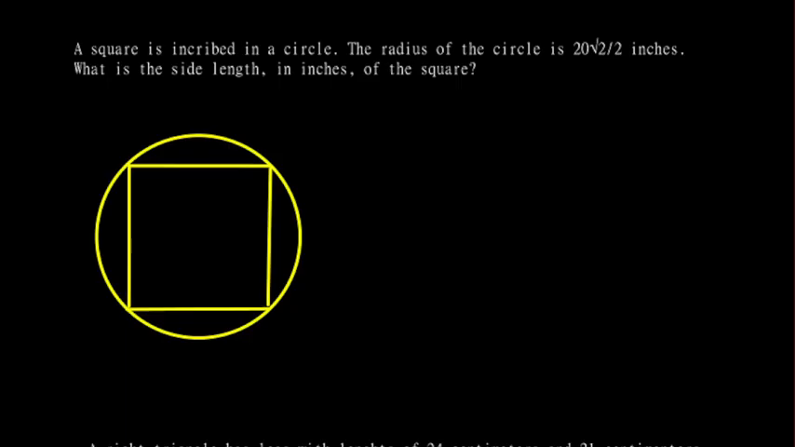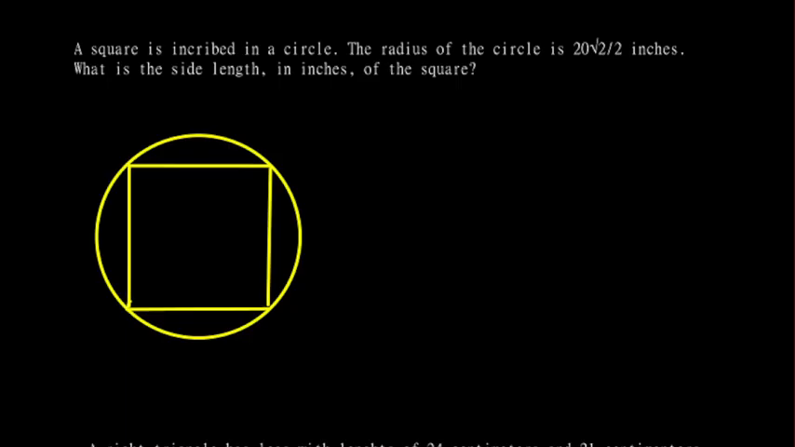A square is inscribed in a circle. The radius of the circle is 20 multiplied by square root of 2, all divided by 2 inches. What is the side length, in inches, of the square? So we get here a square inscribed in a circle, and according to the second Euclidean postulate, a straight line segment can be drawn joining any 2 points. It means that you can always connect 2 points with exactly one straight line.